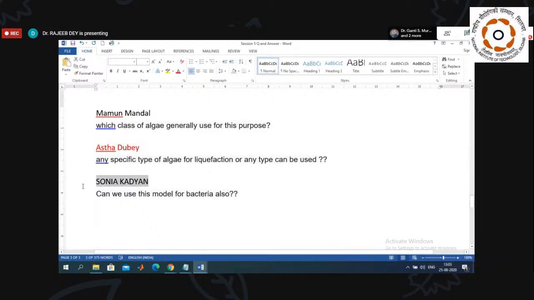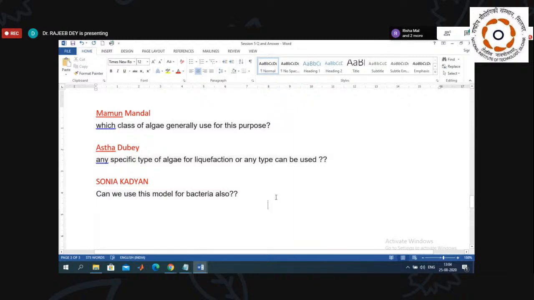Thank you, Asta Dubeji, for your question on any specific type of algae for liquefaction. Any type can be used, but typically if you use any marine species, the salt concentration in the algal biomass sometimes causes some issues. So you'll have to wash it and then use it in the hydrothermal liquefaction process.